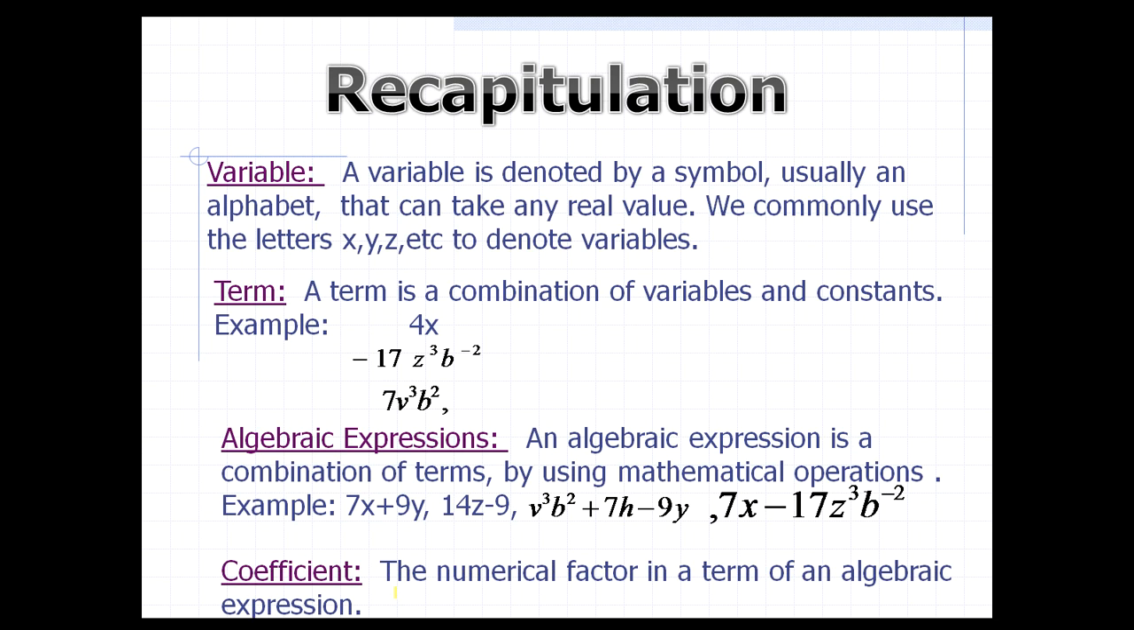Coefficient. The numerical factor in the term of an algebraic expression is called coefficient. So 4 is the coefficient of this term, minus 17 is the coefficient of the second term, and 7 is the coefficient of the third term. Similarly, in an algebraic expression, the coefficient of the first term over here is 7 and the second term is minus 17.